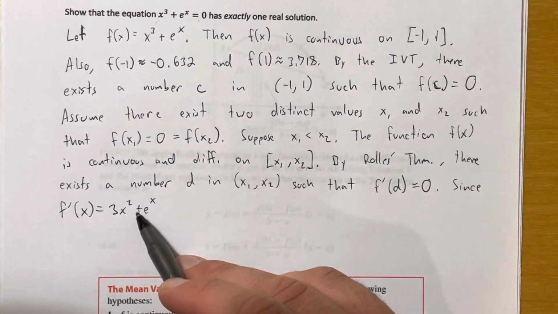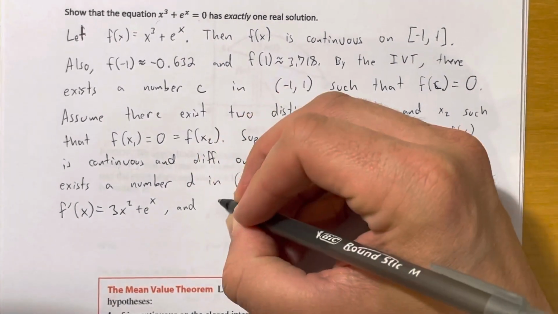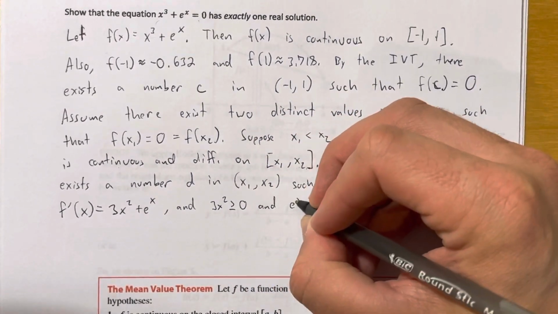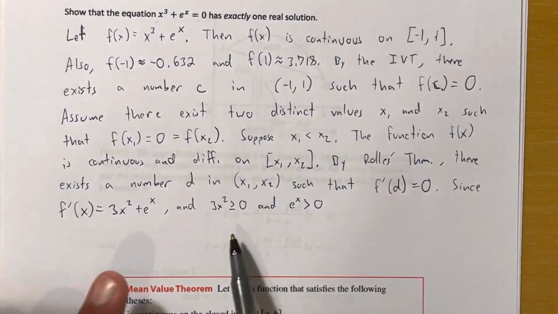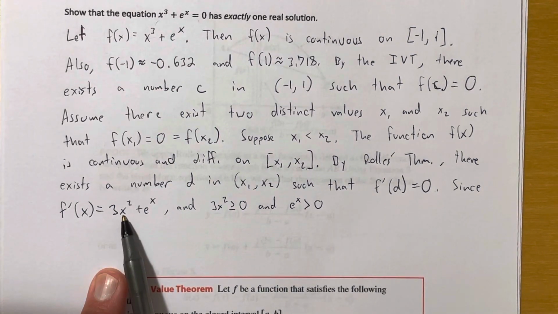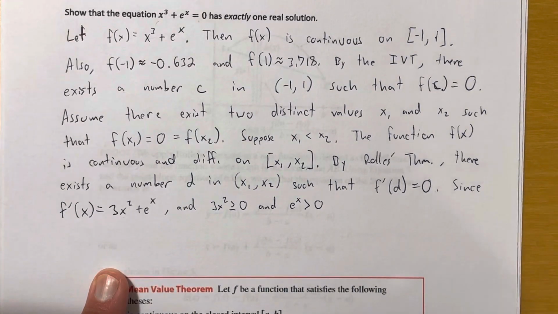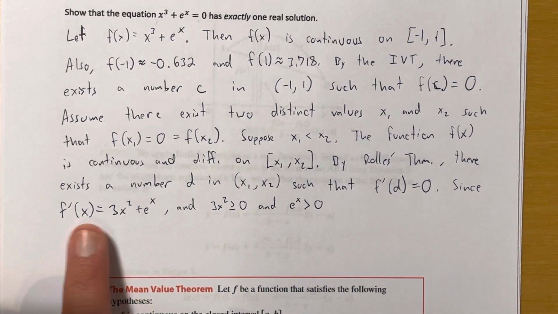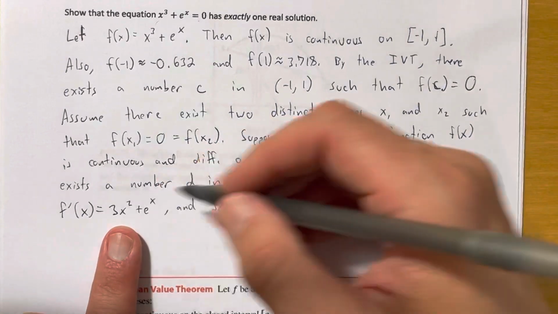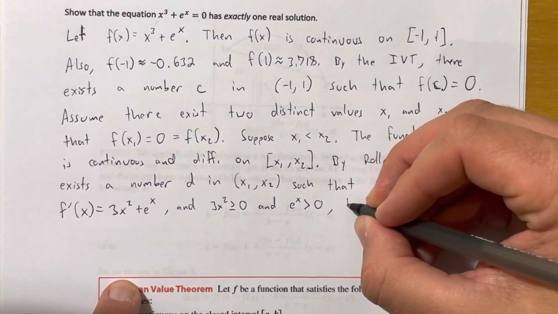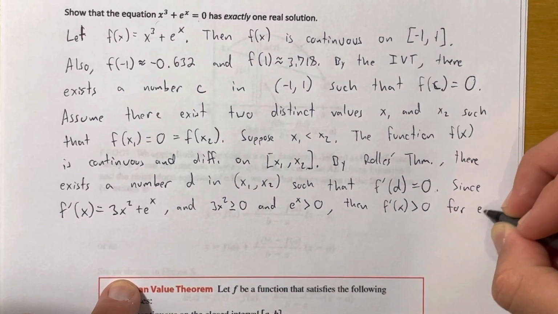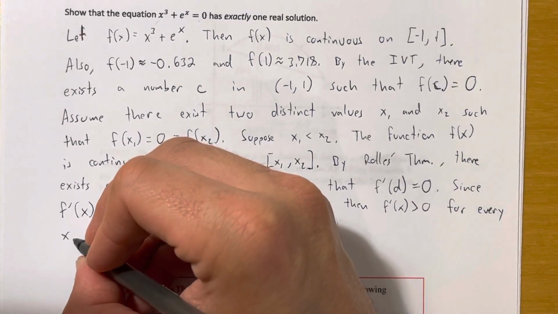Since f prime of x equals 3x squared plus e to the x, and 3x squared is greater than or equal to 0, and e to the x is strictly greater than 0, think about this for a second. A non-negative number plus a positive number must be positive. Even if this is equal to 0, adding a positive number to that will give me a positive. That means that the derivative, our f prime of x, is always a positive number no matter what you plug into it. So f prime of x is greater than 0 for every x that you can plug into it.